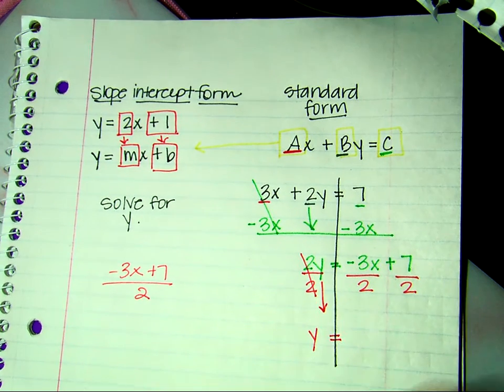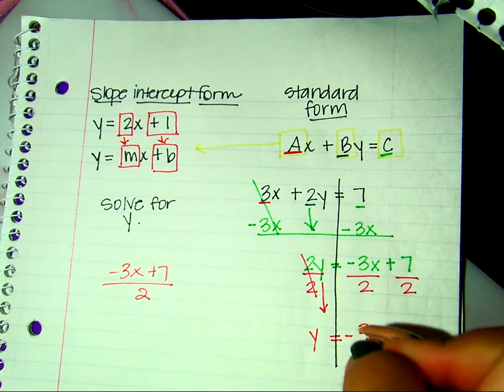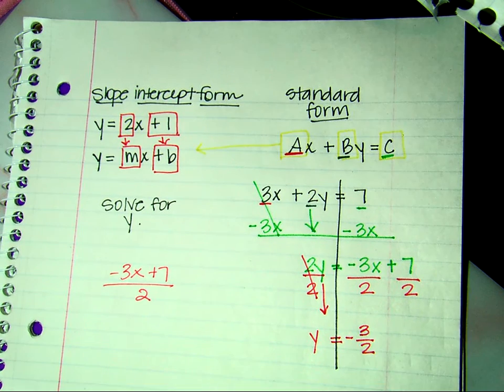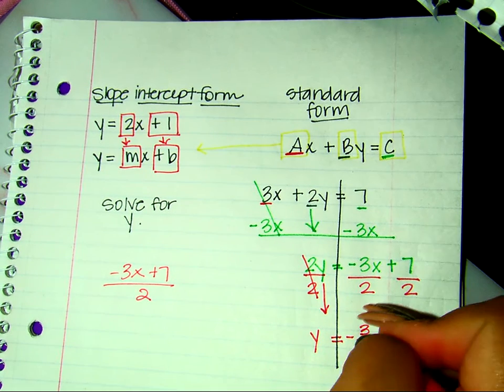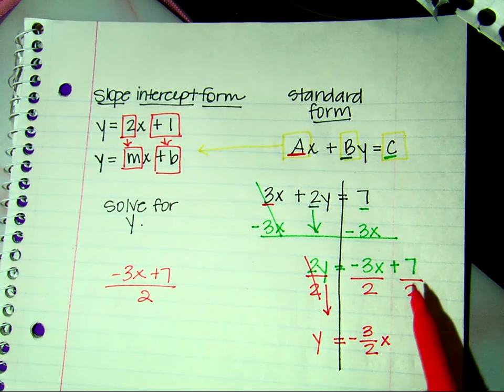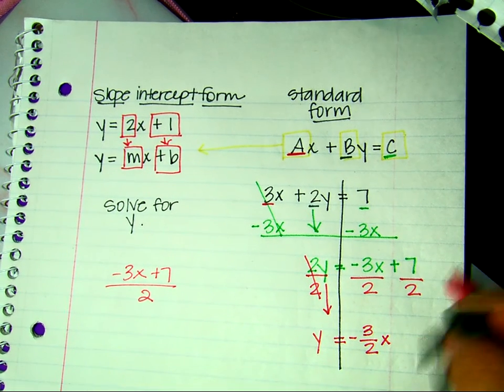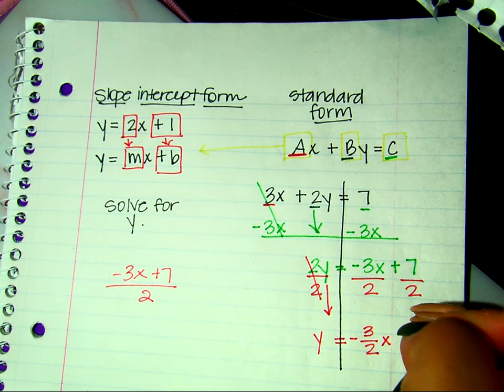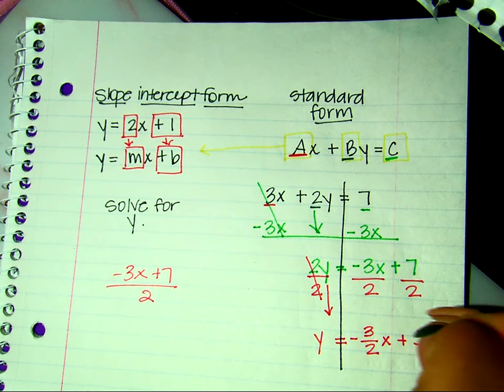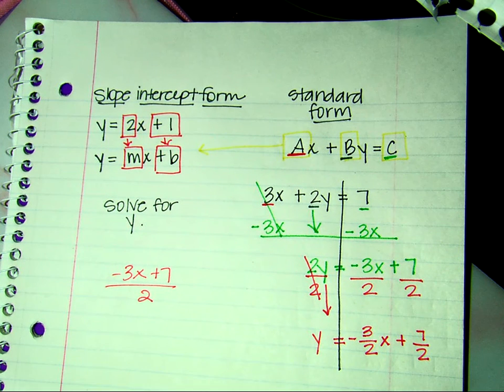Negative 3 over 2, we're going to leave that as a fraction because we know that slope is rise over run, and we can't simplify that any further. And then 7 over 2, we can also leave like that, or you can make it a decimal. But 7 and 2 do not have any common factors, so we'll just write it as is. So now we have y equals negative 3 over 2x plus 7 over 2.